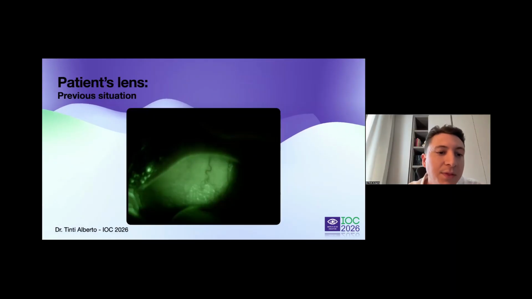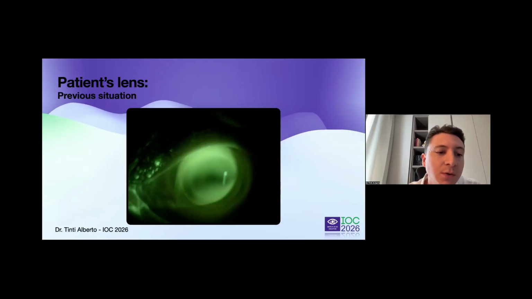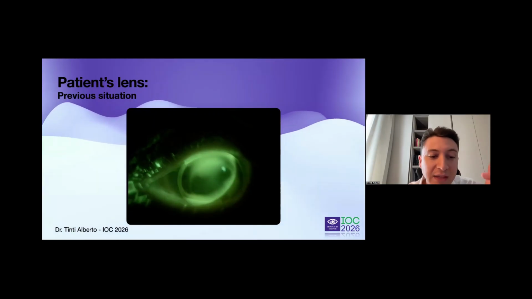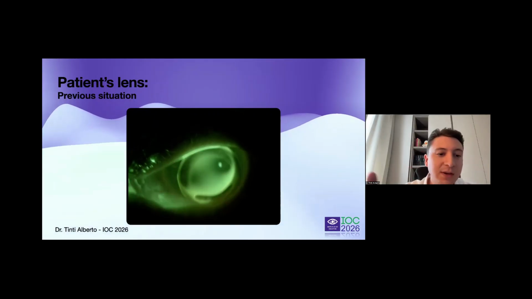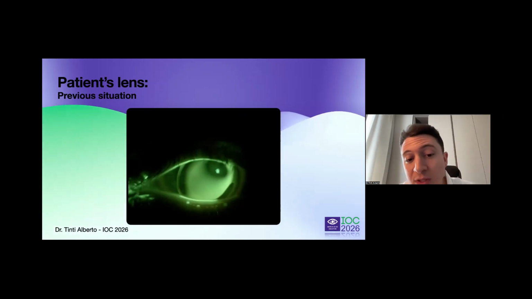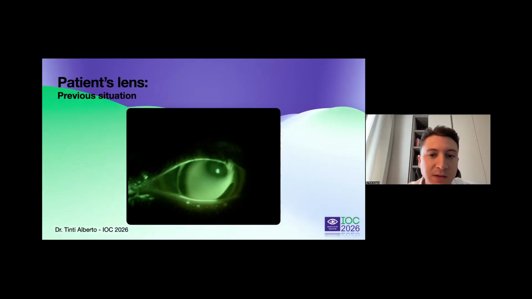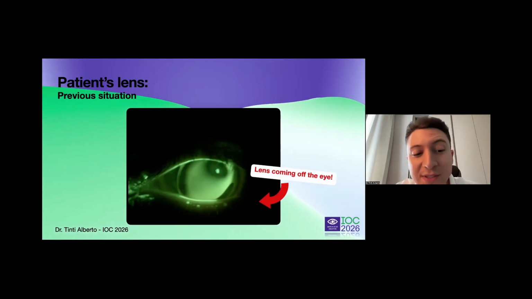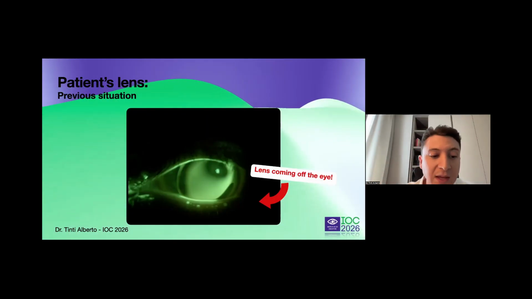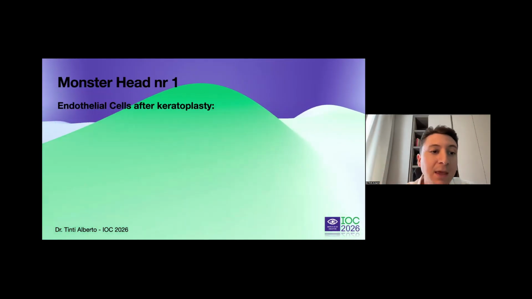Let's start with the current situation. This is the lens that the patient was wearing before. As you can clearly see, the lens is decentered and unstable, and the patient reported losing the lens multiple times during the day, making lens wear difficult. In fact, the video had to be interrupted because the lens actually comes out of the eye. This is a clear example of poor stability in a highly irregular cornea.